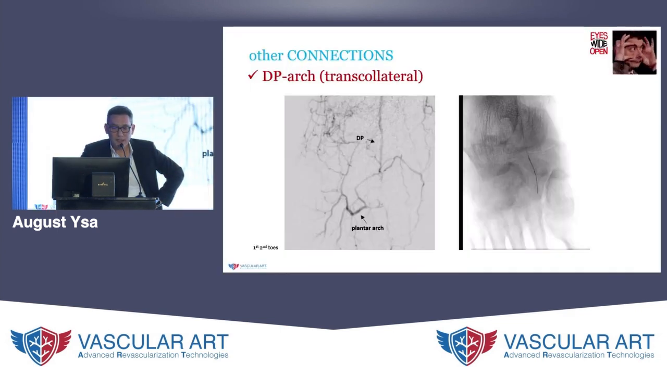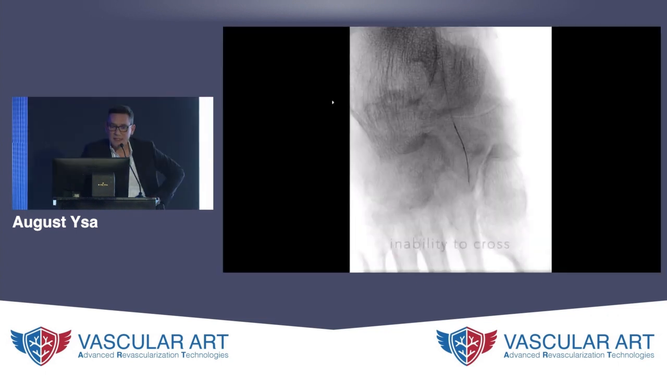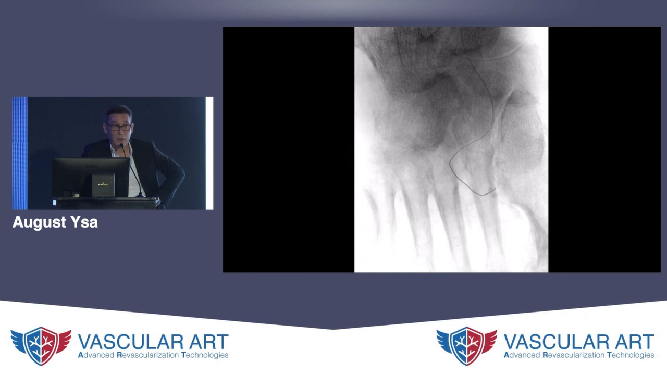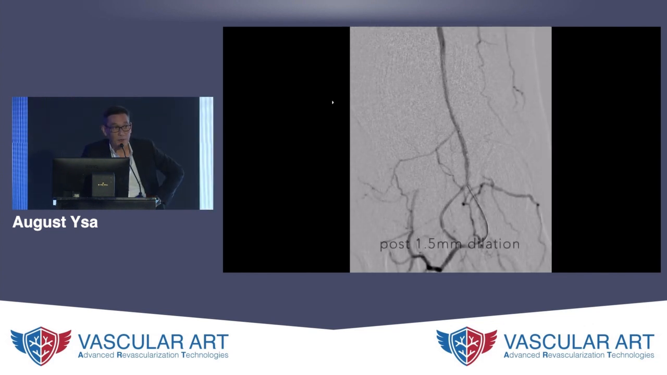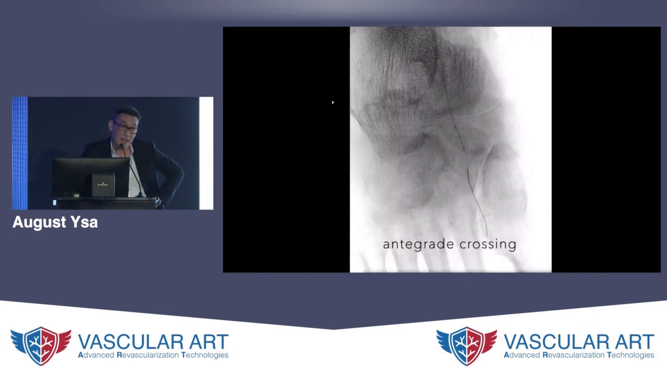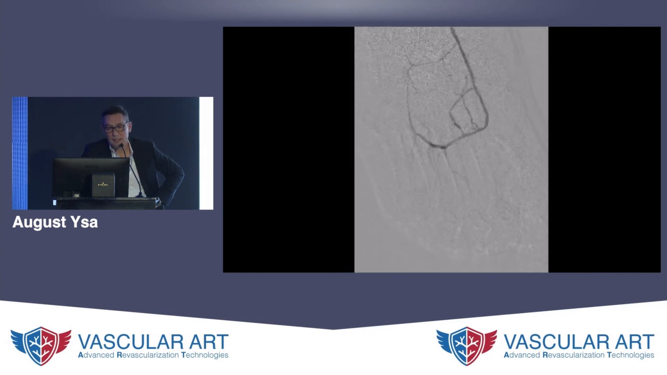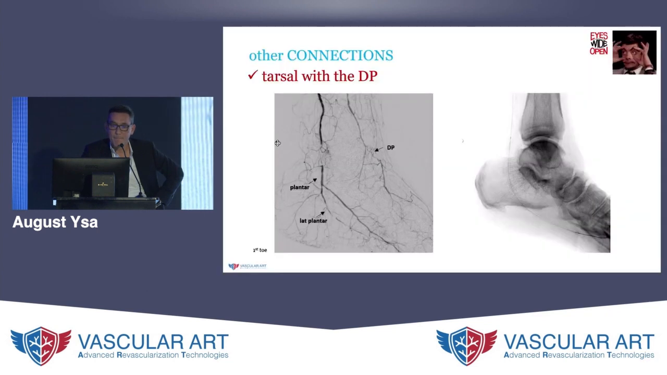This has already been shown by Marta, but let me refresh this again. This is a connection between the DP and the arch, not through the main trunk, but through collaterals. As you can see, we tried to recanalize the distal DP artery. We failed. We thought, why not just navigate this collateral all around and then blow up a balloon in order to open the gate for an antegrade wire. And once this gate was open, it was pretty easy to navigate the arch, getting backwards, and then balloon the whole thing. And this is the final outcome.